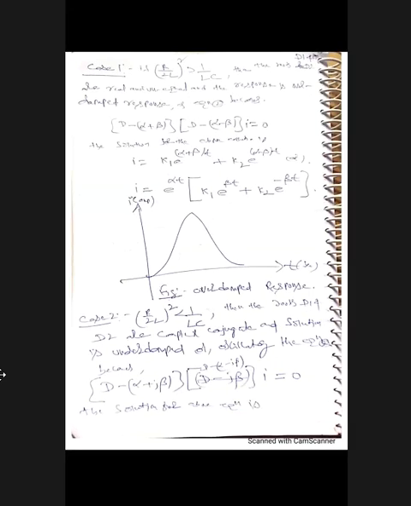So in this case (R by 2L) whole square is greater than 1 by LC. The roots are real and unequal. The response is like this. Now I am highlighting the response here. The response is like this. This response is an overdamped response.